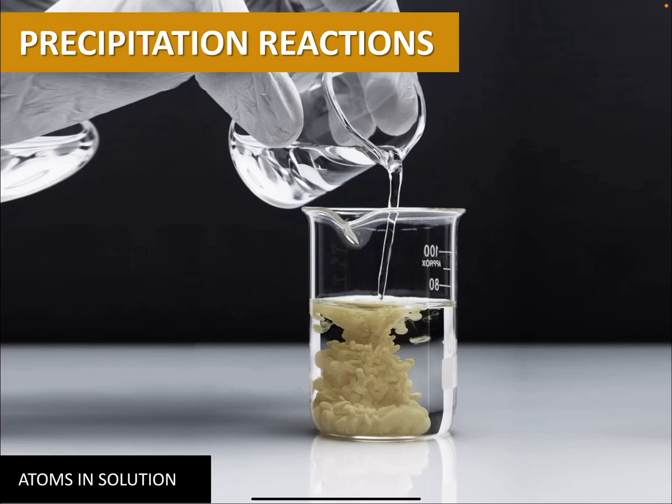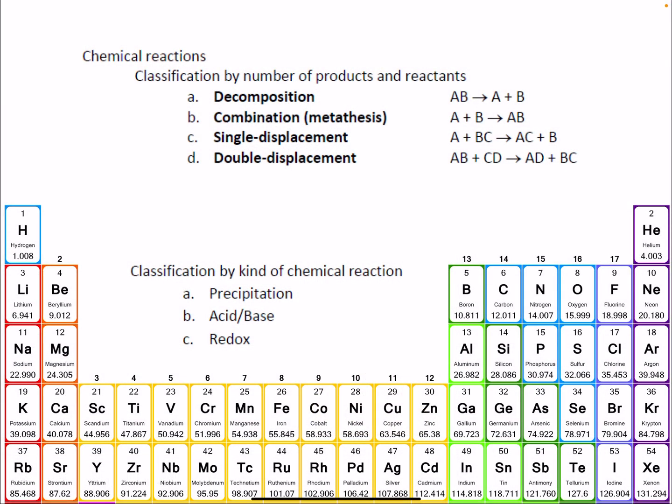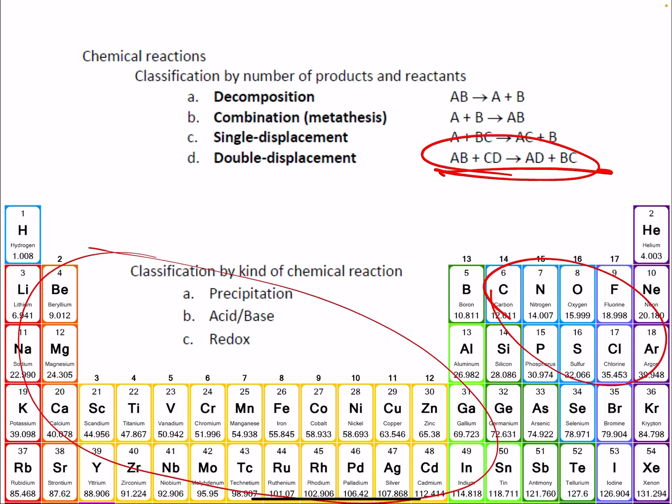One kind of double displacement reaction is the precipitation reaction. This is where we have aqueous ionic compounds that react with each other to form an insoluble precipitate. The first thing we have to remember is what ionic compounds are. Remember, they are metals with nonmetals or polyatomic ions.